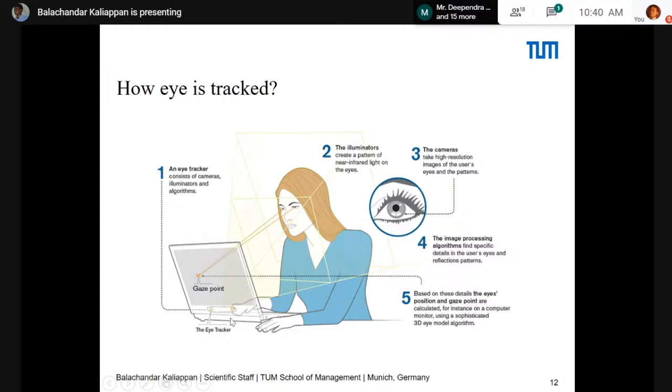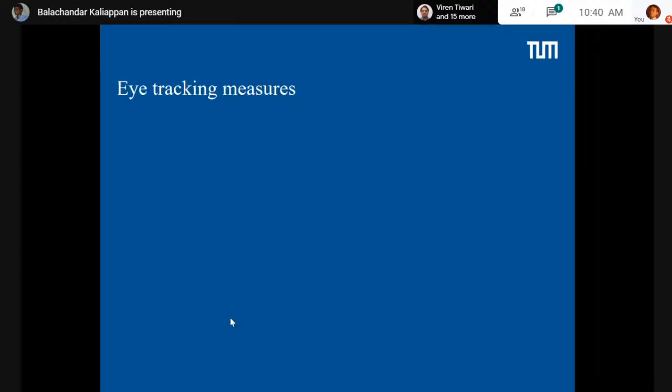Or you can also become a kind of applied engineer like me, where I just get the data from the eye tracker and then I process it. So how do I process it? I'll let you know.